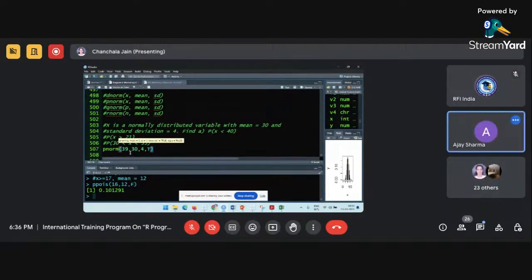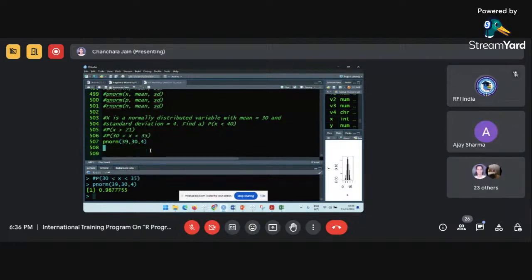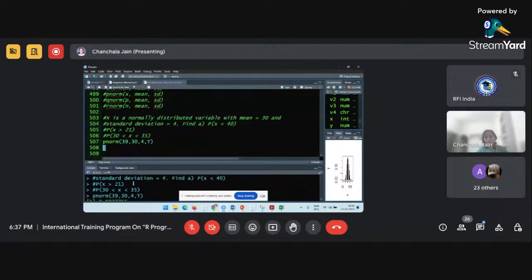Just a second. 39, 30, 4, then false, I guess. No, false will go towards the other side, so it should be true. And 39 would be included, I suppose. So up to 39 it would be something like this. This is correct, this will be the answer. By default, it is true, so I have not passed it. Even if you pass it, your answer will be the same.